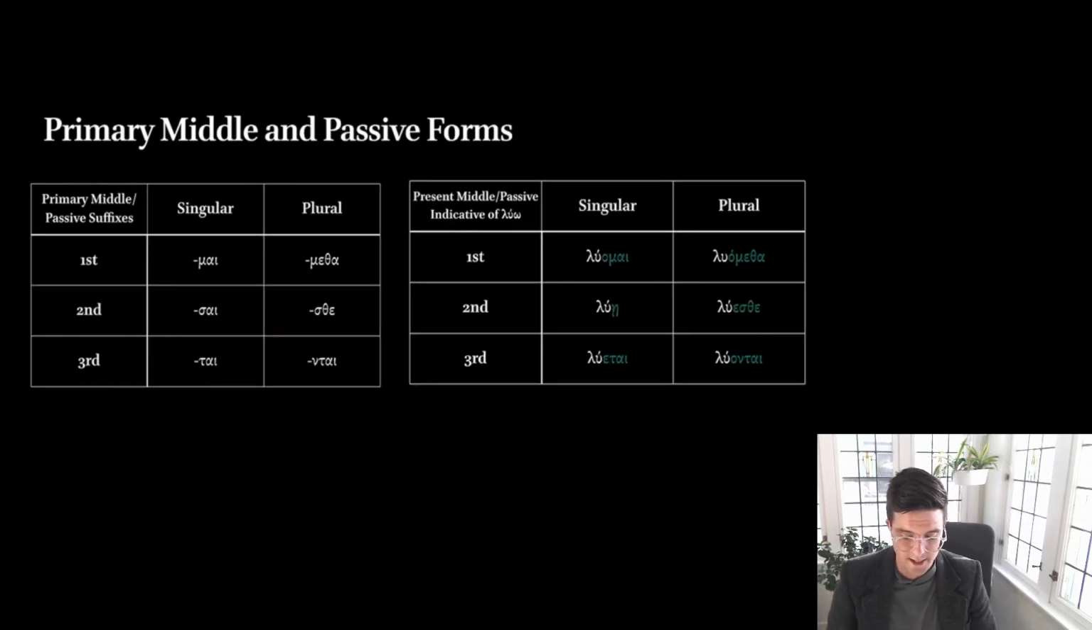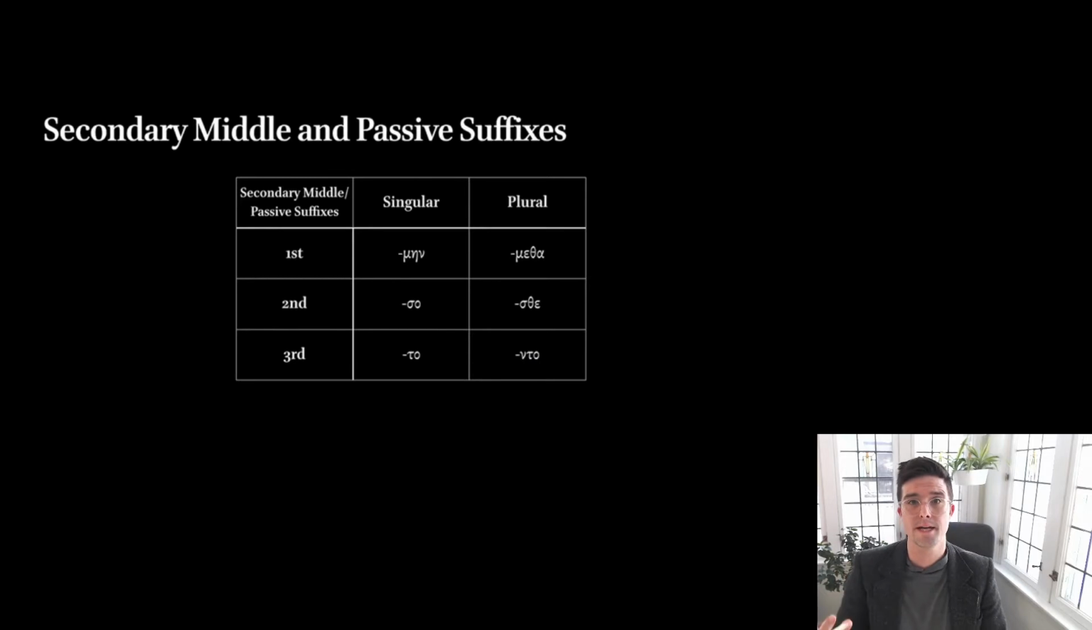If you remember back to our previous week, we learned the primary middle and passive suffixes, the mai, sai, tai, mtha, ste, ntai, and we saw these on the present middle and passive indicative. So these are our present middle forms and our present passive forms. And this week we get new endings. These are the secondary middle and passive suffixes, and this is going to be your main point of memorization for this week. Main, sa, ta, mtha, ste, nta.